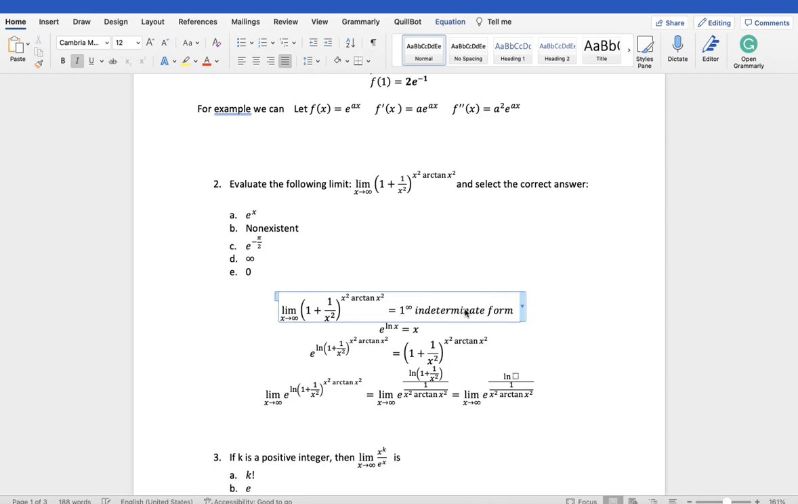And in that case, you are allowed to manipulate this expression to be able to use L'Hopital's rule, okay? And what I said was you can use the fact that e to the ln x is equal to x.